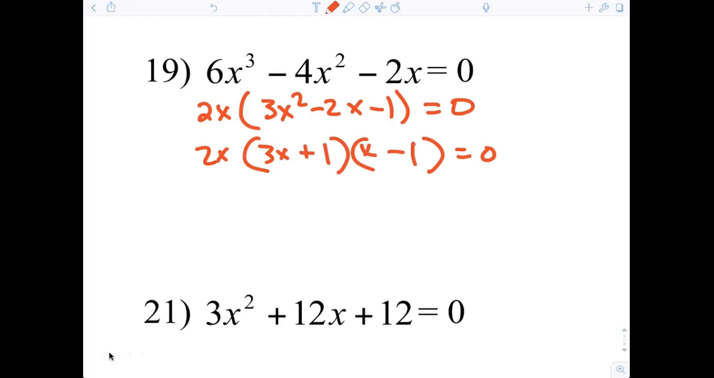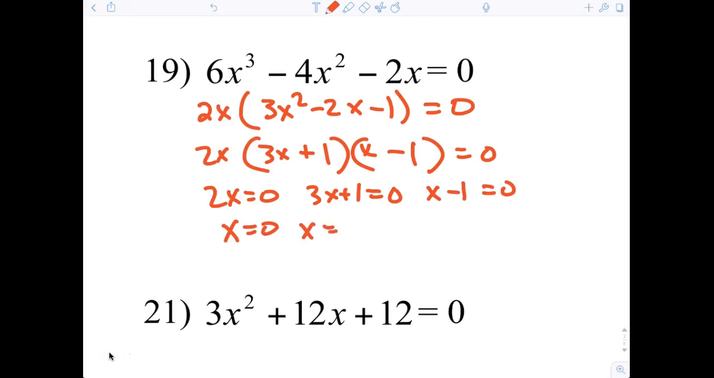And then you set the factors equal to 0. X equals 0 over 2, which is 0. What times 2 is 0? Or 0 divided by 2 is? 0. What's the other one? X equals negative 1/3. And then x equals? Beautiful. Those are the three solutions.